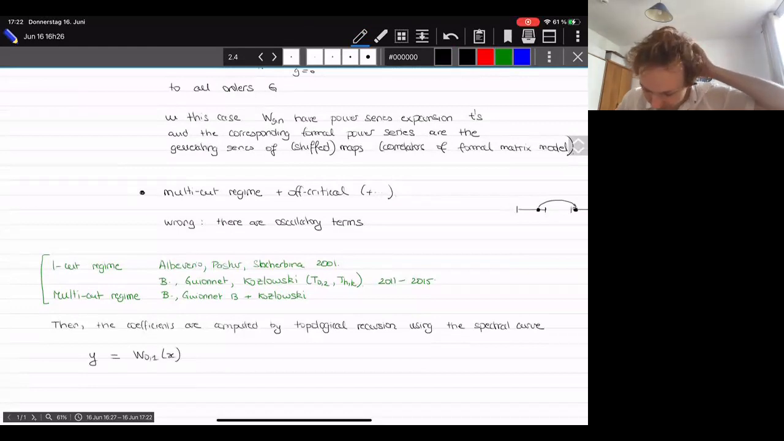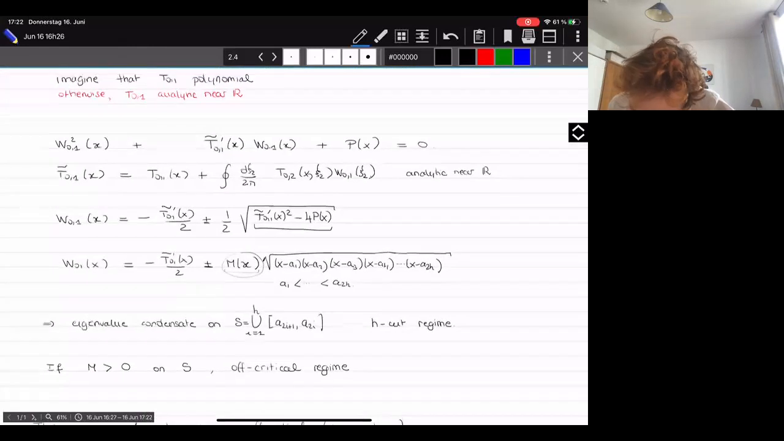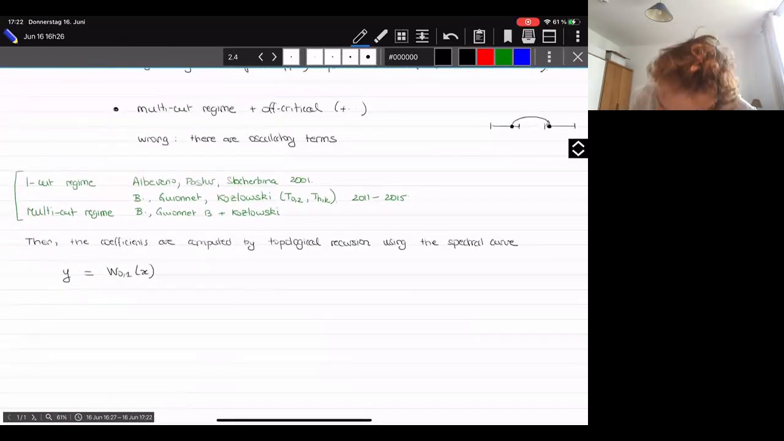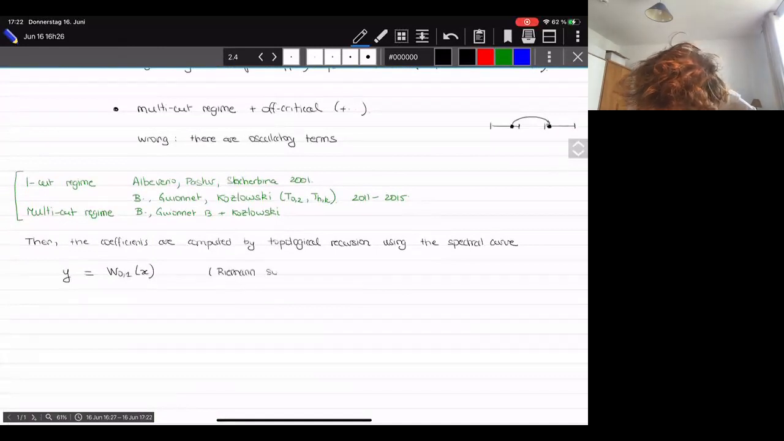W01, we saw, is an analytic function in C minus the segment. But because you have a square root and this M is analytic, you can try to analytically continue it. So the spectral curve is the Riemann surface on which W01 admits analytic continuation, the maximal one.